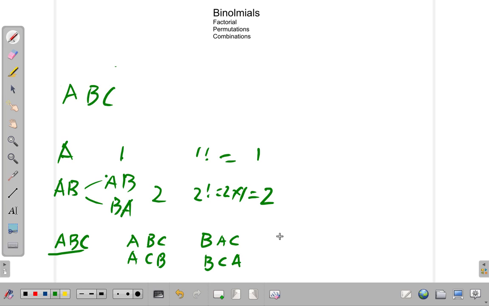We can start with C next. Suppose we start with C. You could have CA or CB. There's no more letter. Alright, so if we have CA, then we have B, and if we have CB, then we have A. So here we have 6 arrangements of these 3 letters. There are 3 letters there, and if we calculate 3 factorial, we get 3 by 2 by 1, which is 6. Wow.